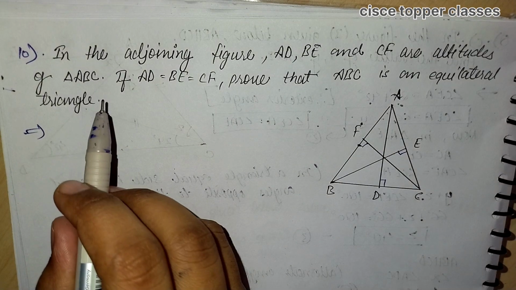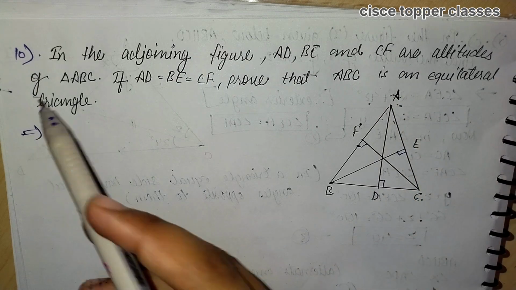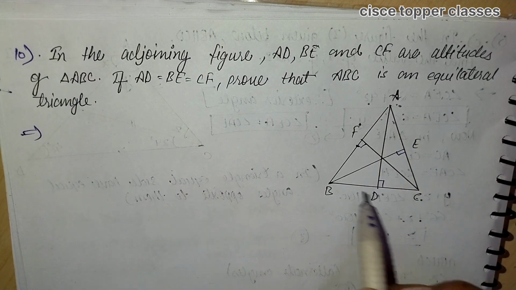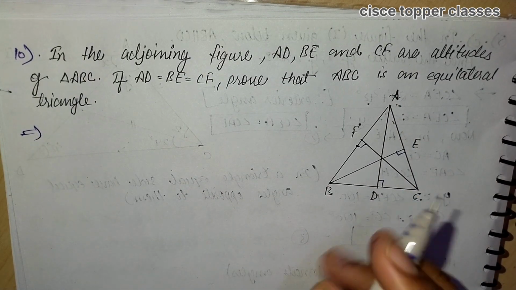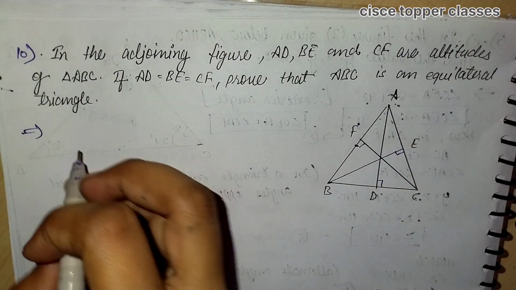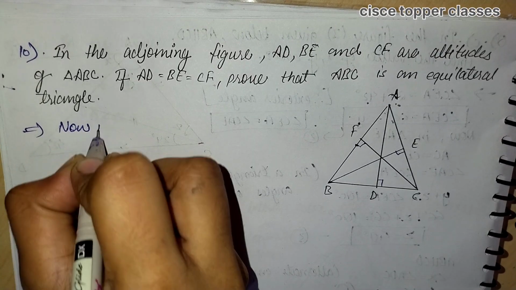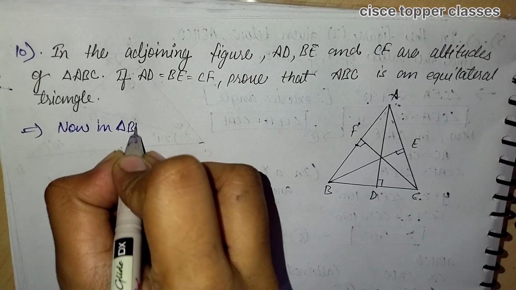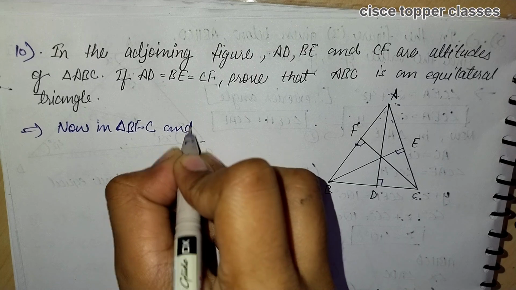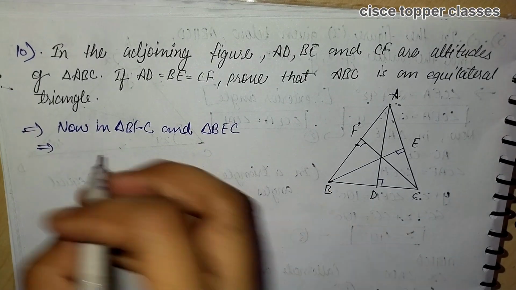Now let us solve the 10th question here. In the adjoining figure, AD, BE and CF are altitudes of triangle ABC and AD, BE and CF are equal. Then we have to prove that ABC is an equilateral triangle. So firstly we will take two triangles. Now in triangle BFC and triangle BEC, we have to prove the congruency.